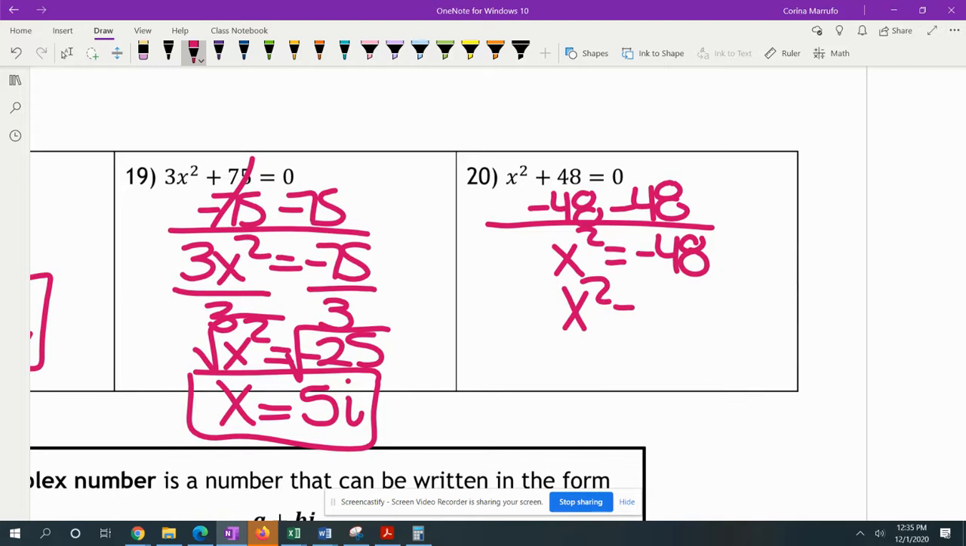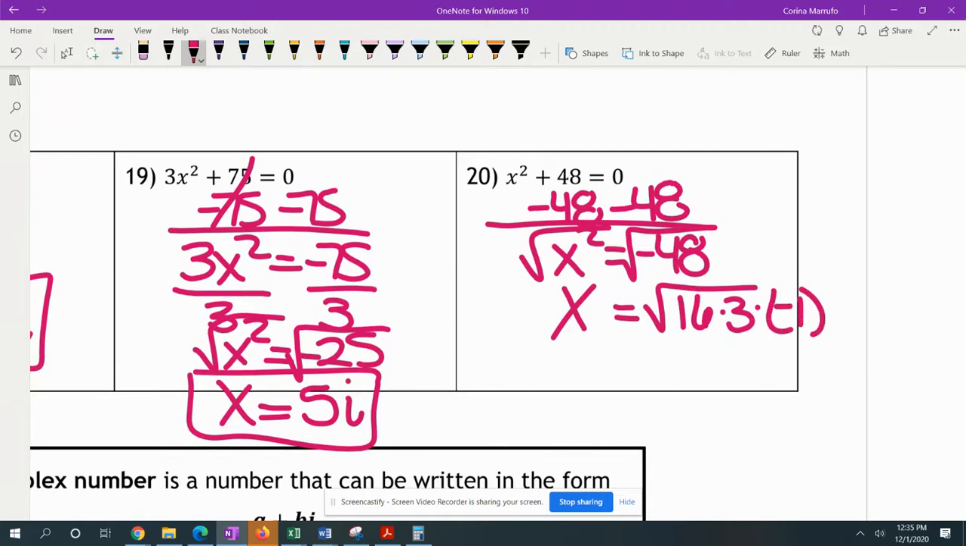So x squared equals, oh, sorry, you need to take the square root first. I forgot that part to cancel out the squared. Okay, and then the square root of 48 would break down into 16 times 3 times negative 1. Now 4 divides into 48 also, but remember you have to go with the bigger number, either 4 or 16. You have to pick the 16.